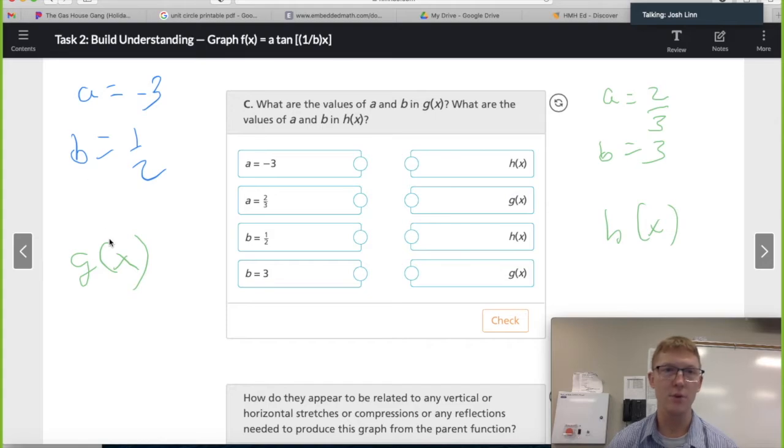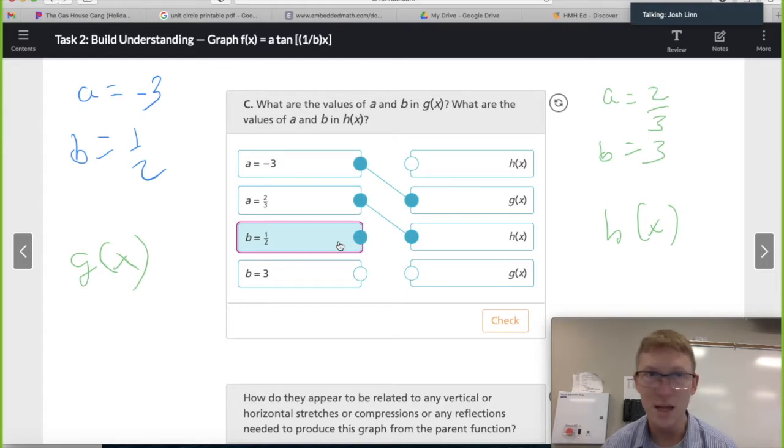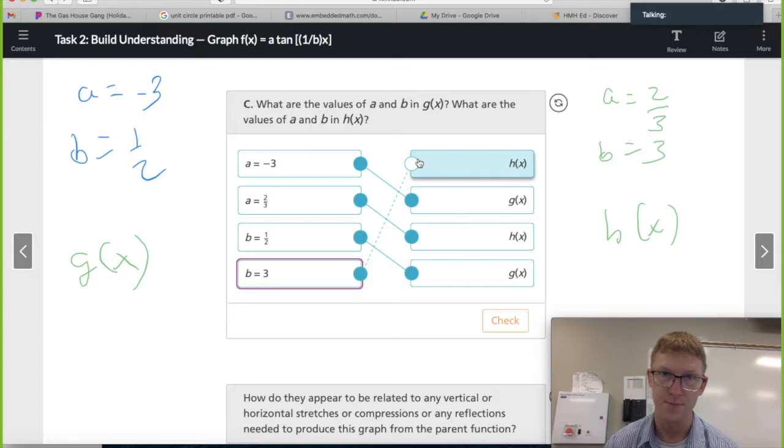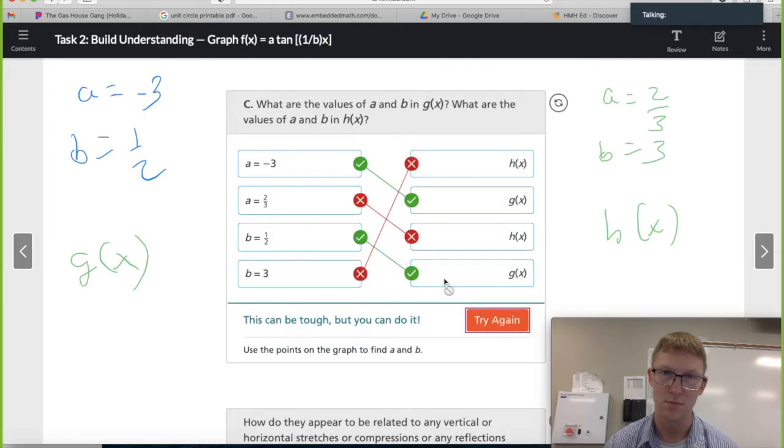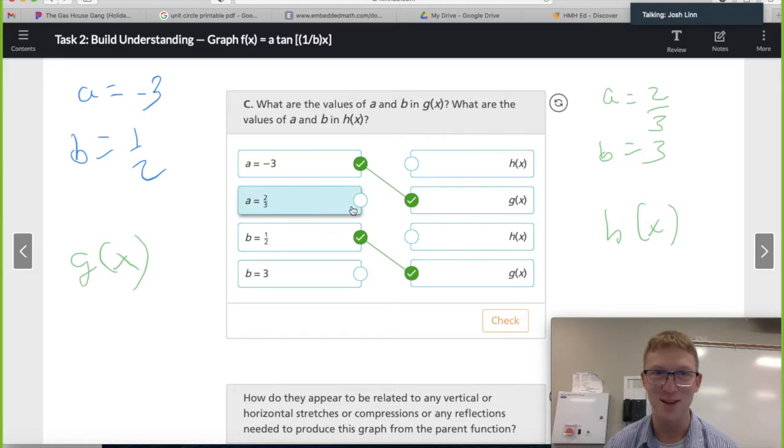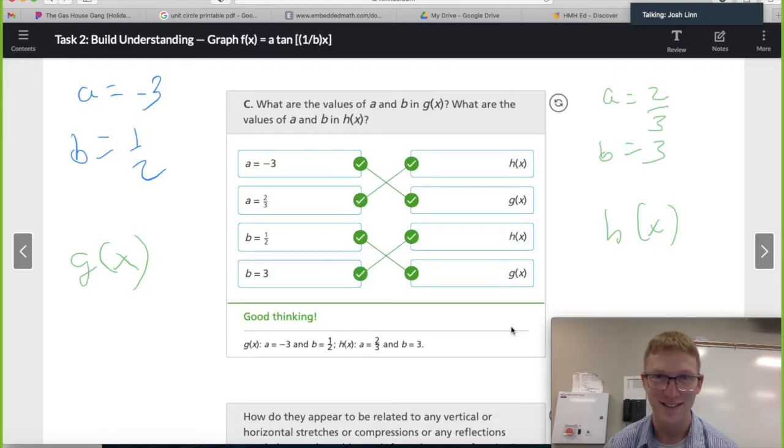So a -3 goes with g of x. A 2/3 goes with f of x, or h of x. I'm going to go down there and see if that works. B 1/2 is for g of x. I'm still pretty sure that I'm actually right, but I was just trying to mess with them, so see if that goes there, and that goes there.